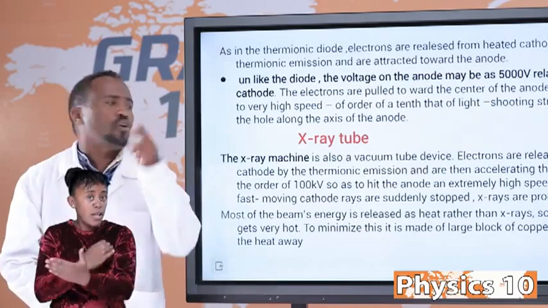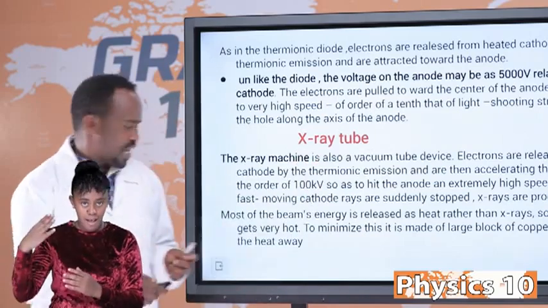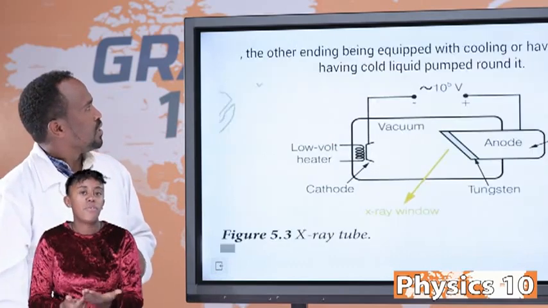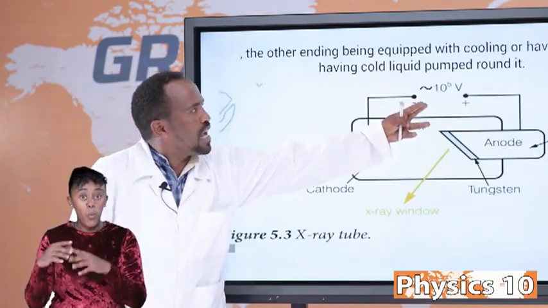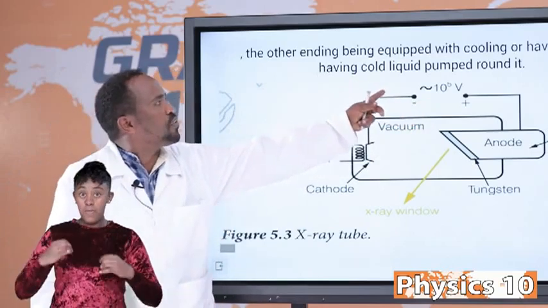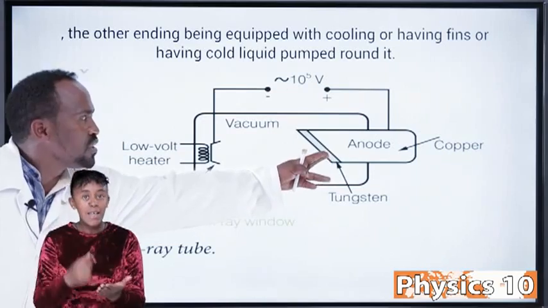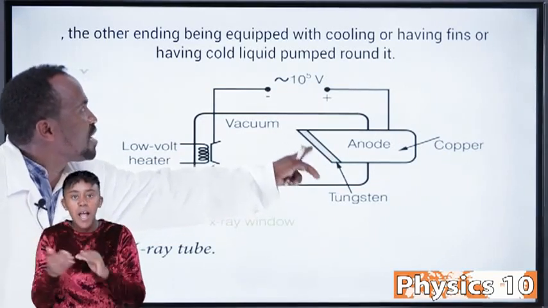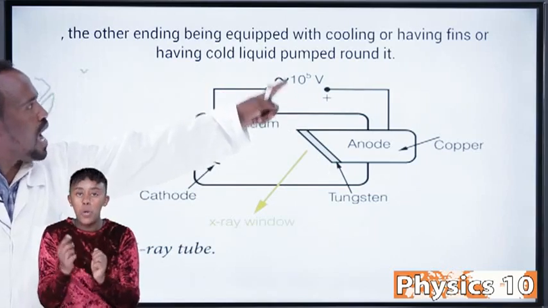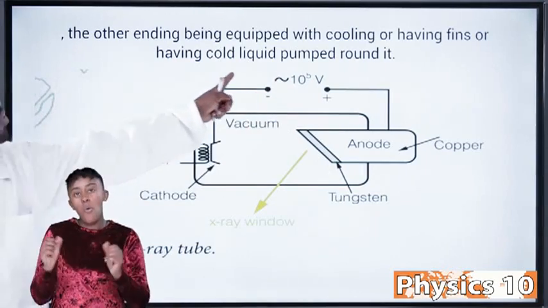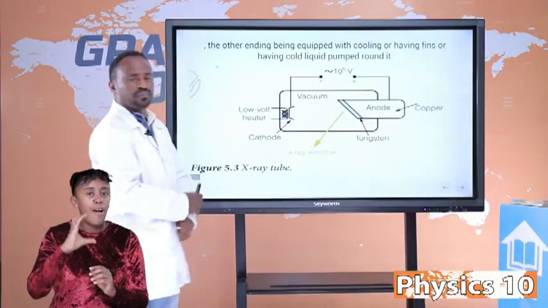These energies produce what? X-rays. Therefore, the anode end is equipped with cooling, having fans or having cold liquid pumping around it. This is what? The anode. It is covered by what? It is equipped with cooling, having fans or having cool liquid pumping around it. There is what? A cathode.